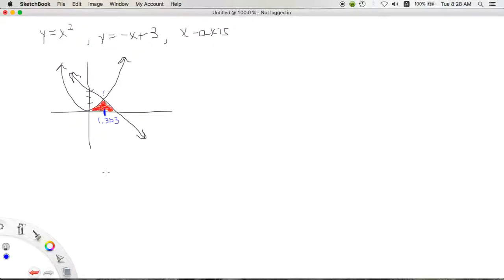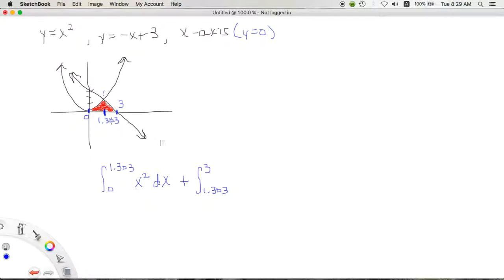So we do this first part here. We're going from 0 to 1.303, and then our function on the top is x squared, and then the function on the bottom is 0, y equals 0, because the x-axis is y equals 0. So we don't really need to put minus 0. And we're doing that with respect to x. Plus, then we're going from our intersection point to where this crosses the x-axis, which is at 3.